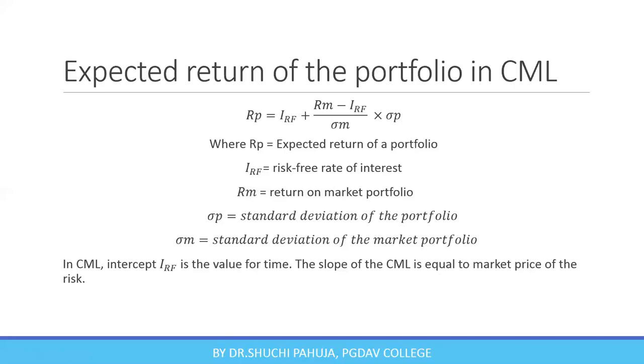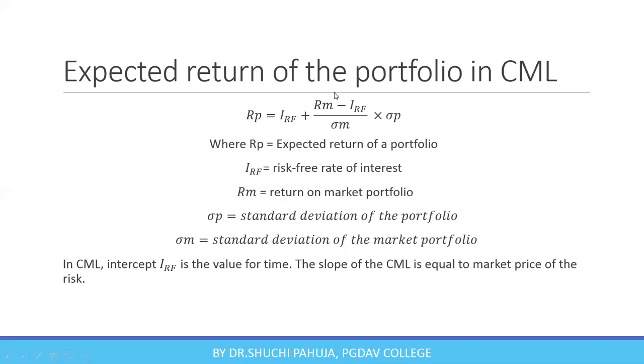Now see the equation. This is the intercept of the CML equation, IRF. Why do we get the risk-free rate when we are not bearing any risk? This we did earlier also. This return is return for time. When we invest in risk-free securities, we are not bearing any risk, but we are postponing our consumption for some period of time. So we want some value for this time. So IRF, this intercept of the equation, shows the value for time.